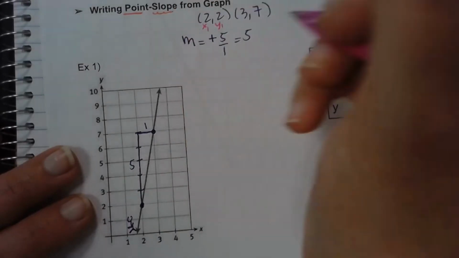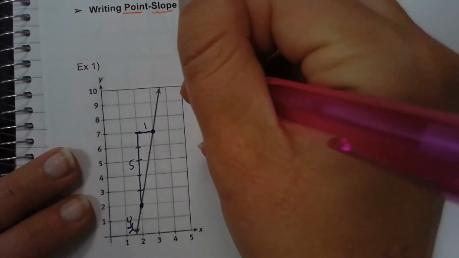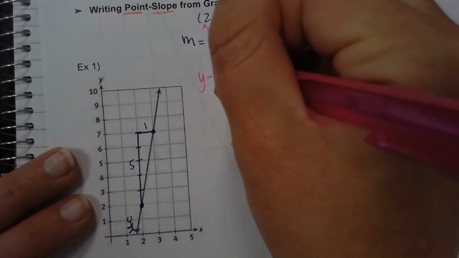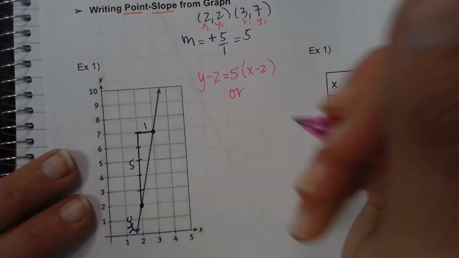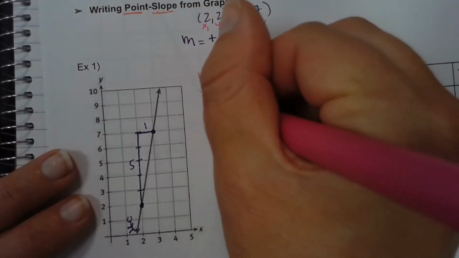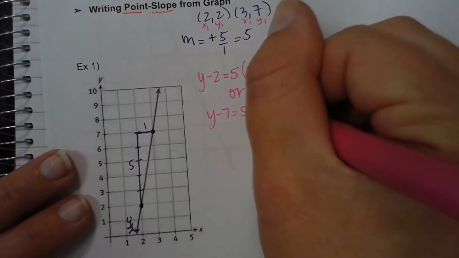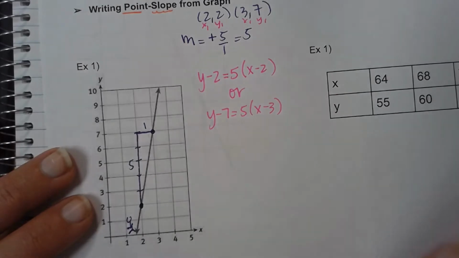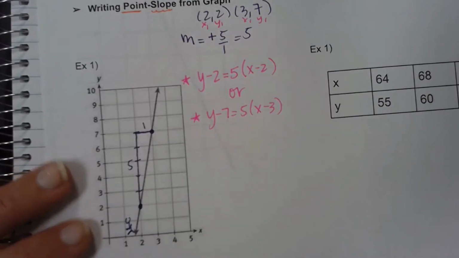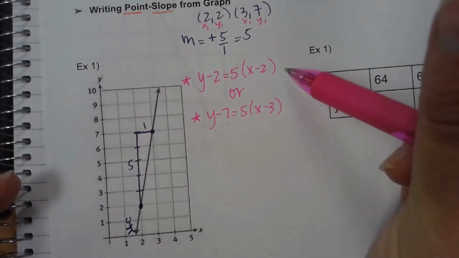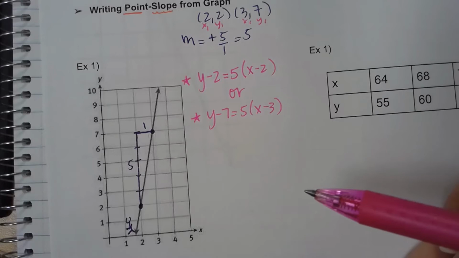So x1, y1, or you could use the other x1, y1. Again, either one. So if I do it with the first ordered pair, that would be y minus 2 equals 5 times x minus 2. Or you could have had y minus 7 equals 5 times x minus 3. So either one of these is going to be correct. Okay. And in fact, in a little bit when you do the U-try, I'm going to have you write both of them just so that you see that there are going to be 2 of them.